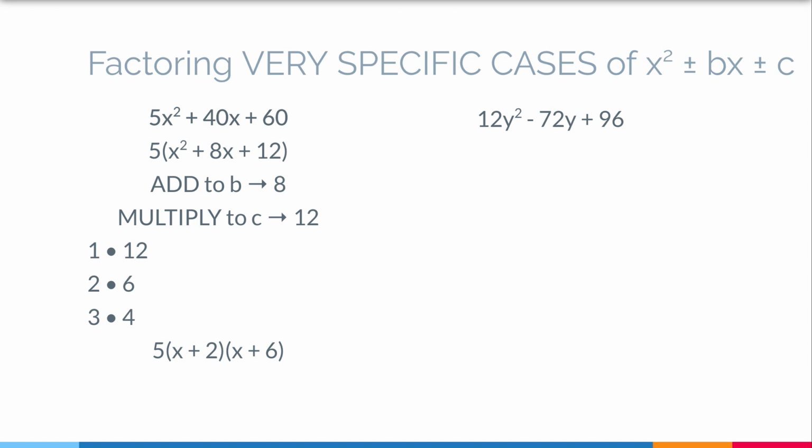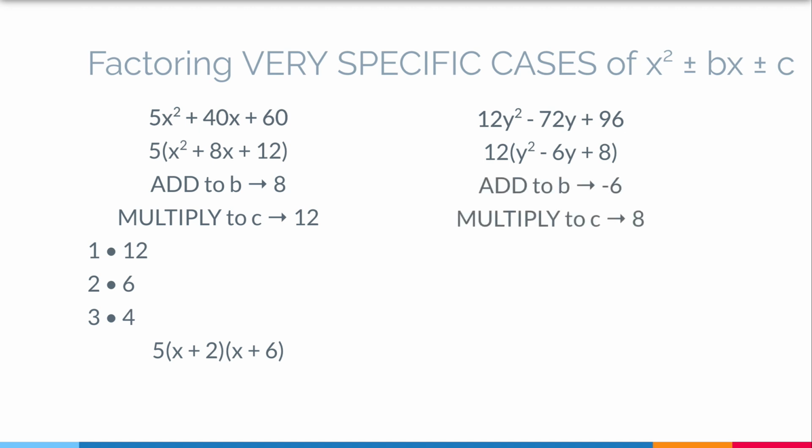Now 12y squared minus 72y plus 96: is your a value a factor of everything? Well, 12 does divide 72 and 96, so we can factor out the 12. We're left with y squared minus 6y plus 8. Again, we're just going to pretend it's its own separate problem. What adds to b, negative 6? What multiplies to c, positive 8? Factors of 8 are 1 and 8, and 2 and 4. What combination of that can produce negative 6? Well, y minus 2 times y minus 4.